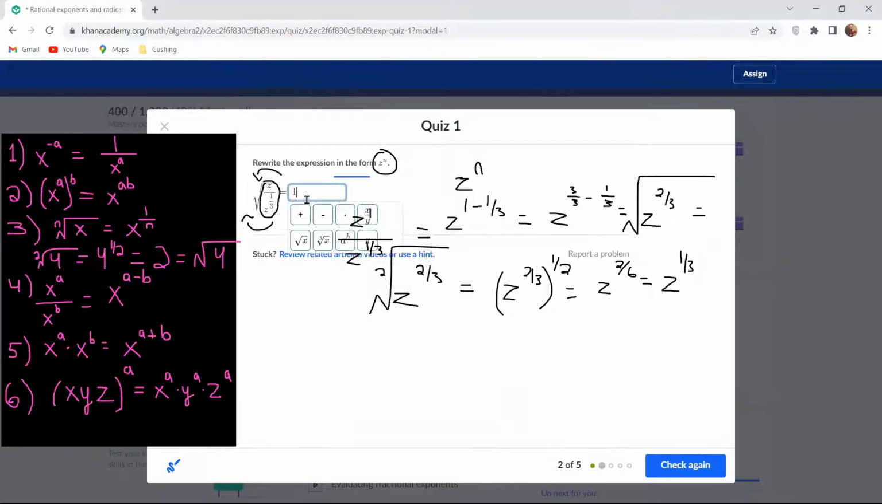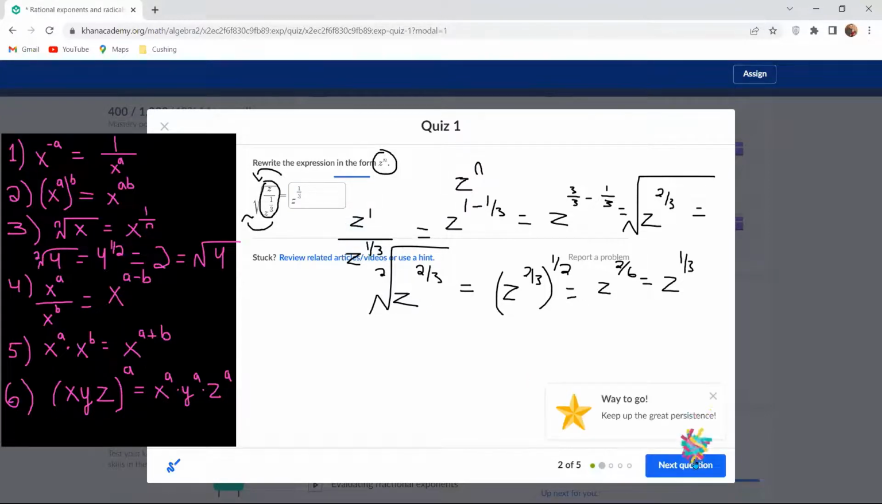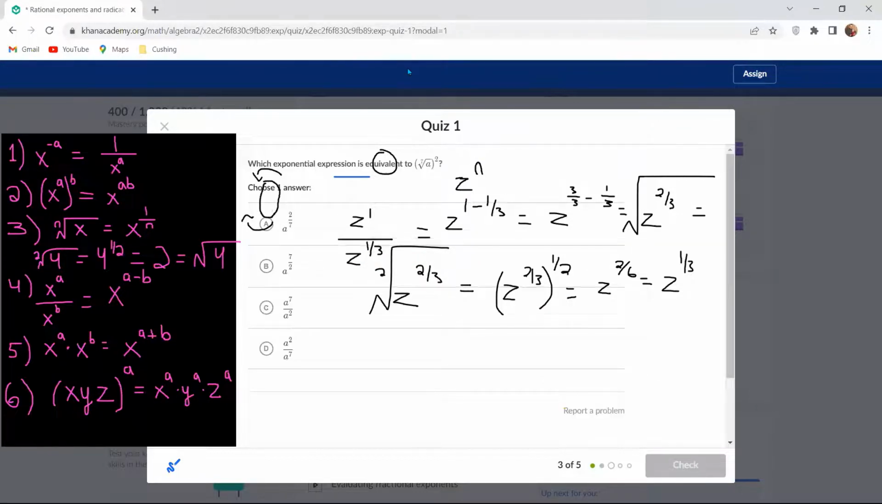Okay, so I think what happened, actually, I hope what happened, is I didn't write the letter Z. So I get a Z raised to the 1/3. That's the answer. The answer was not 1/3, it's Z raised to the 1/3. So there we go, got that one correct. Nice. All right, next question.